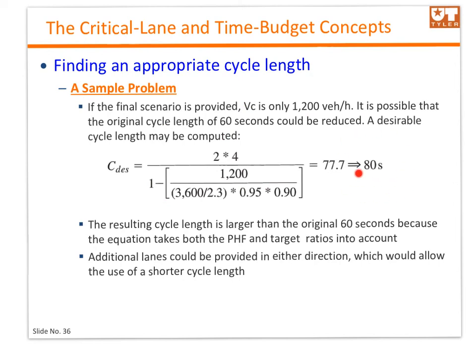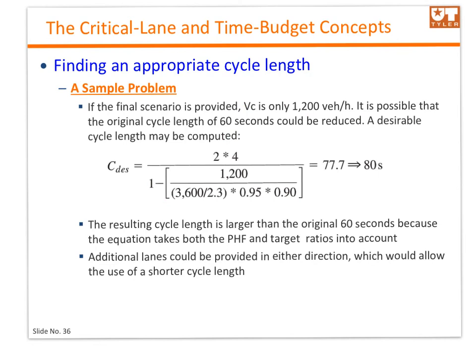That resulting cycle length is larger than the original 60 seconds simply because the equation takes into consideration both the peak hour factor, which is 0.95, not 1, and the target V over C ratio. Instead of 1, I'm now using 90% of the overall capacity of the intersection.